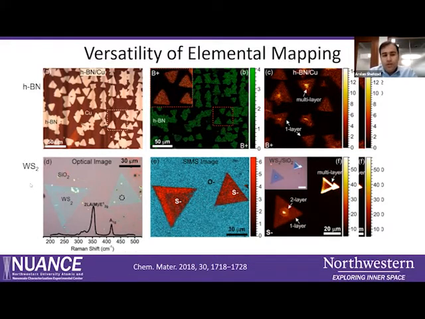We have used it for MoS2, WS2, and here on the top side, you can see hexagonal boron nitride. You can clearly see the boron signal, the B plus signal, coming from this whole area, which is grown on copper. And on the right-hand side, as I discussed in the previous slide, you can utilize this concept for thickness monitoring as well. The bottom is giving you an idea of the tungsten disulfide growth on the silicon oxide.